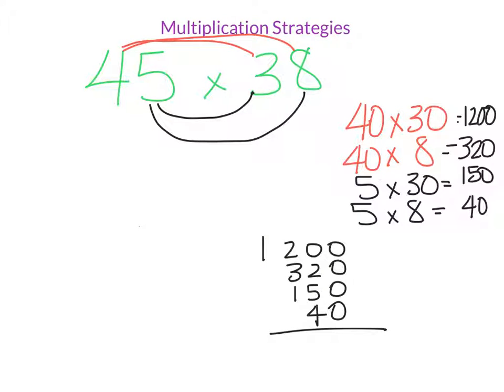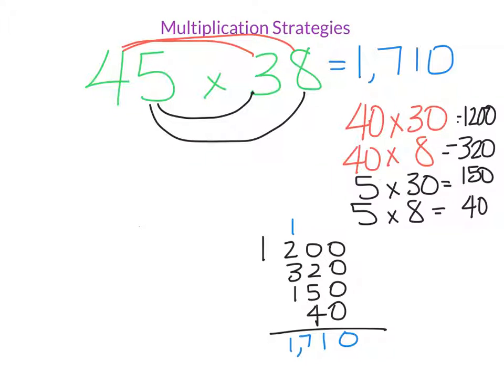Alright, so I've done almost all of the work. I just need to add it up. It's 11, 3, 4, 5, 6, 17. So your answer should be 1,710.